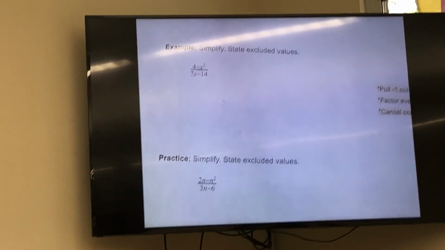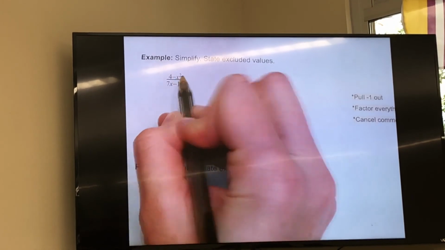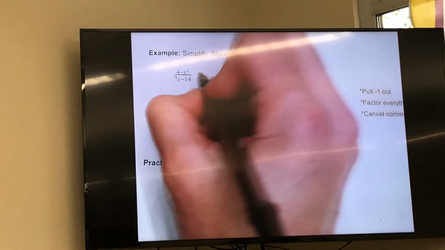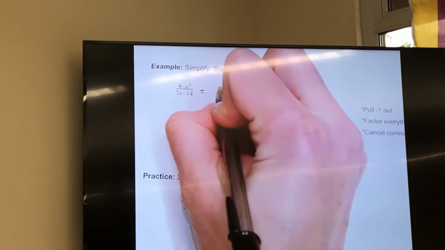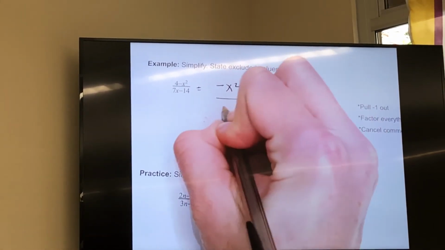All right, there's a few type of tricks here. The problem here is this is in the wrong format, right? We want to get it into standard form. So if I were to rewrite it, it would be -x squared in front plus 4. I'm going to keep the bottom the same for now.